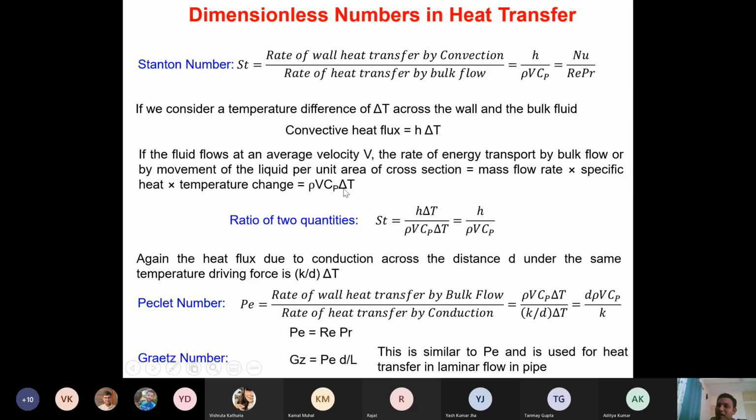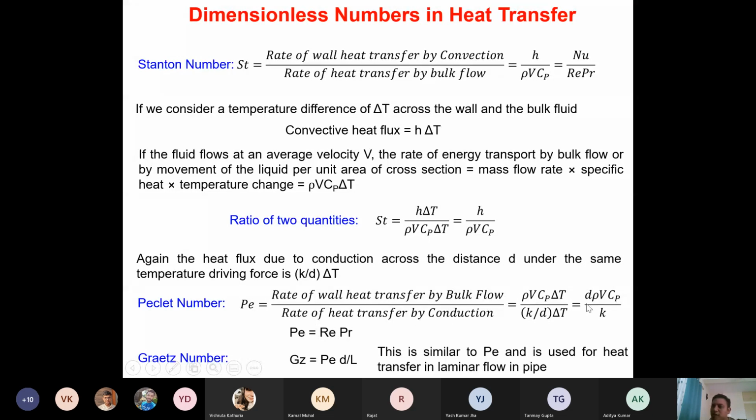So the amount of heat taken by a bulk flow is rho v Cp delta T, divided by the rate of heat transfer by conduction. The rate of heat transfer by conduction is given by K by D delta T, isn't it? So that is what we have obtained. Remember, delta T by D gives me the temperature gradient, multiplied by K gives me the heat flux, which we obtained using Fourier's law of heat conduction, isn't it? So that gives me the rate of heat transfer by conduction.